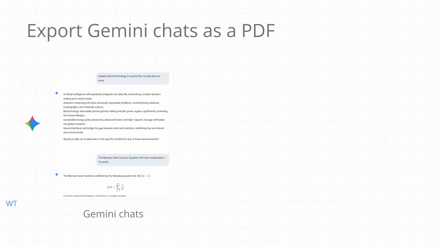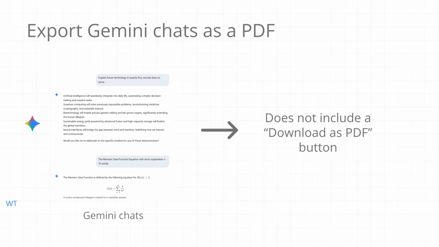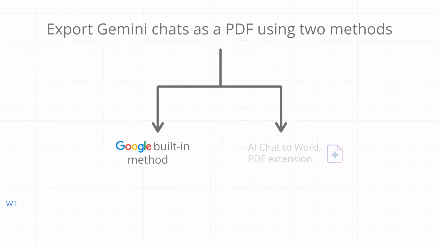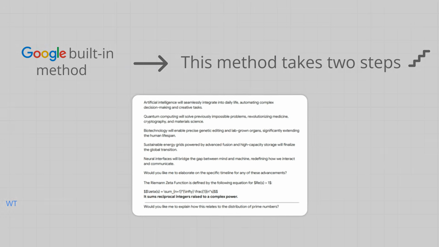Here's how to export Gemini chats as a PDF. Gemini does not include a download as PDF button, but you can export any Gemini chat using two methods. First, we'll use Google's built-in method. This first method takes 2 steps, and formatting may not be retained.